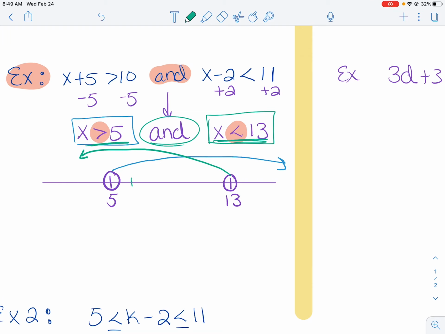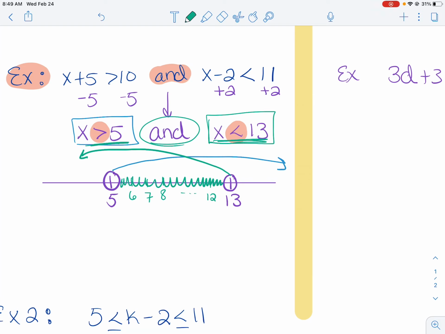Well, numbers like 6, 7, 8, 12, those numbers are both greater than 5 and less than 13 at the same time. So my actual solution is everything between those two inequalities, those two numbers, okay? So that's why we call it an intersection. It's where those two inequalities intersect.